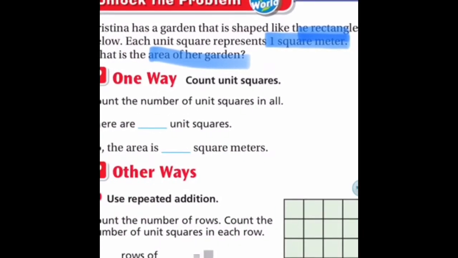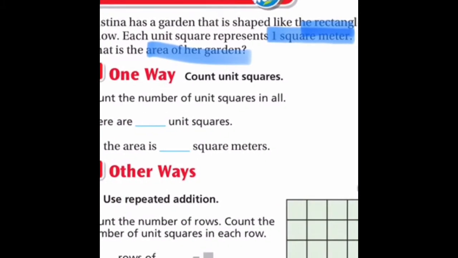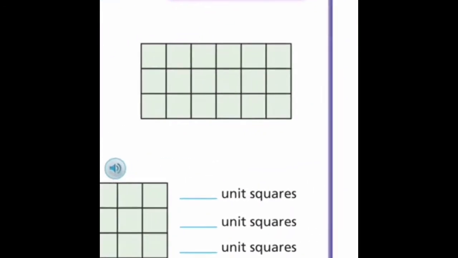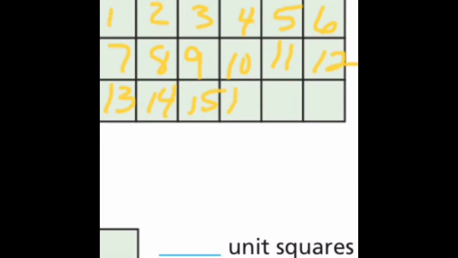That's also important. So the first thing, one way, count unit squares. Count the number of unit squares in all. So we just come over here and count them up. 1, 2, 3, 4, 5, 6, 7, 8, 9, 10, 11, 12, 13, 14, 15, 16, 17, 18.